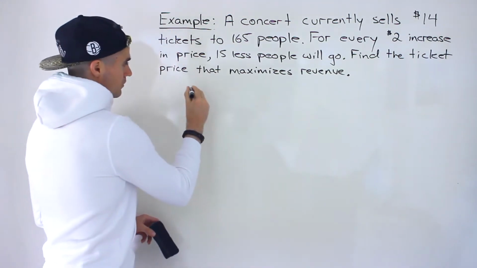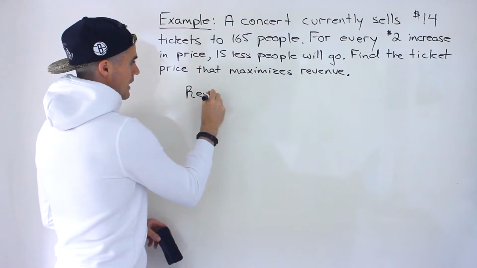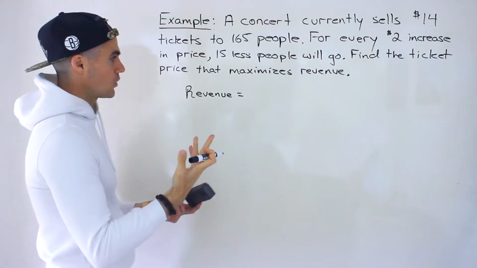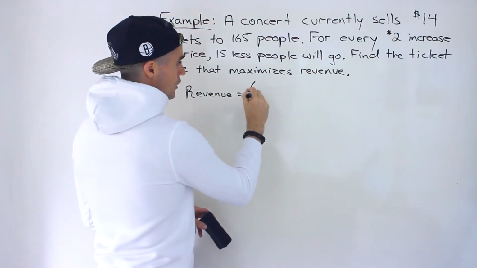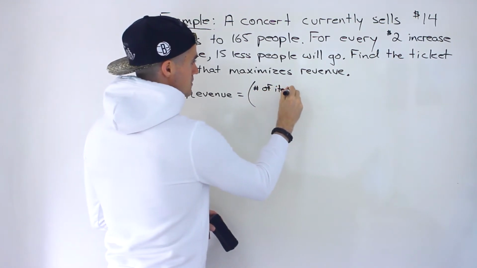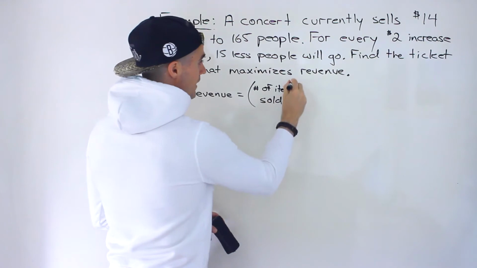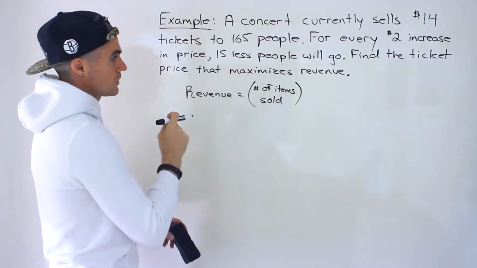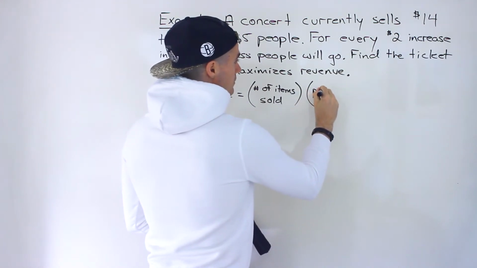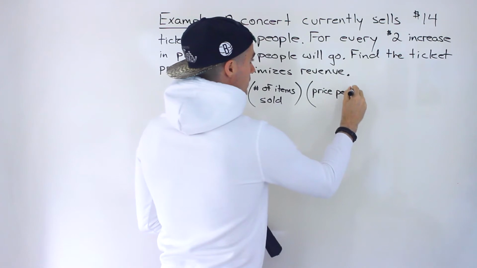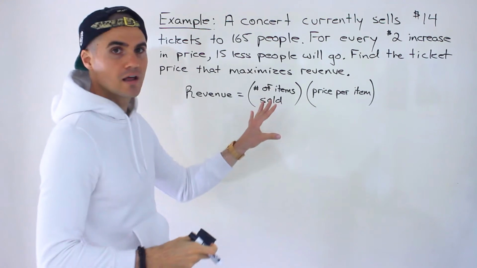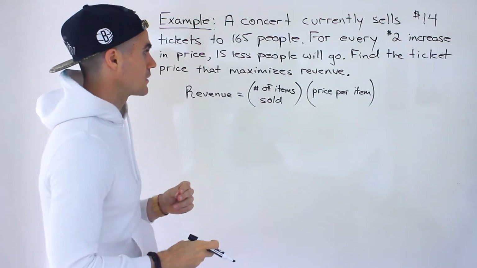So just in general, as we've mentioned in the previous video, what is the revenue equation? Well, it's basically the quantity or the number of items sold, or the number of products sold, whatever that is. In this case, it is tickets to a concert. And then it's multiplied by the price per item, or the price per ticket in this case, right? The price per product. That's the general formula that applies to any scenario.